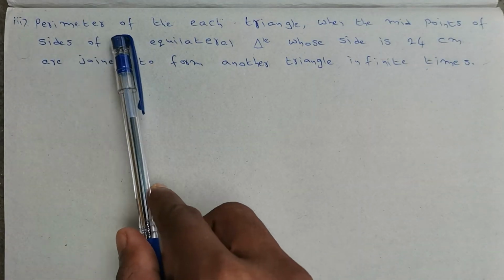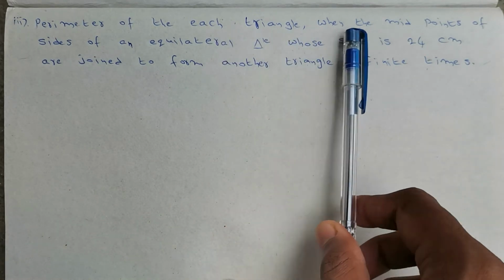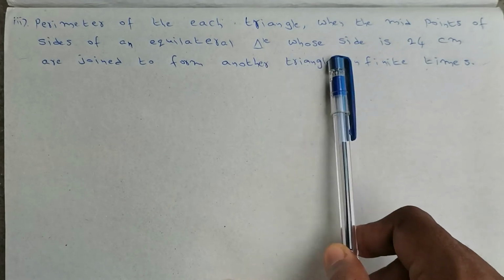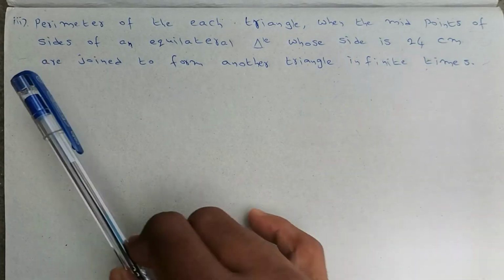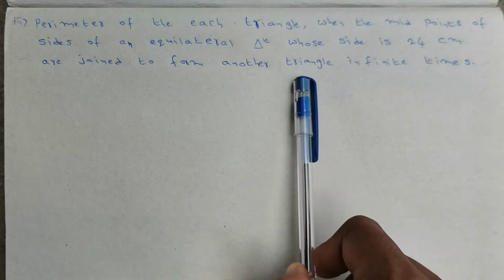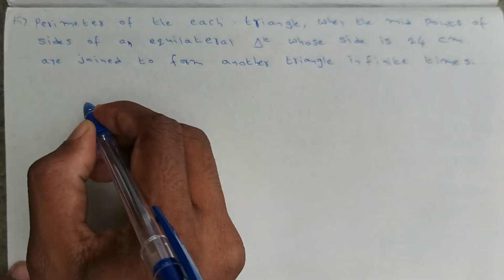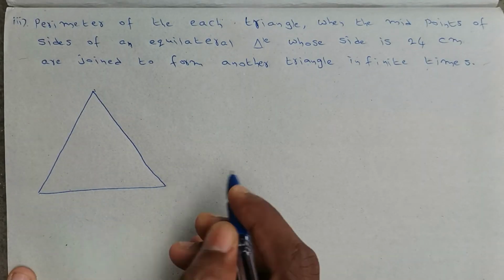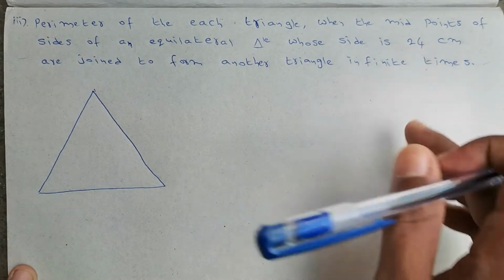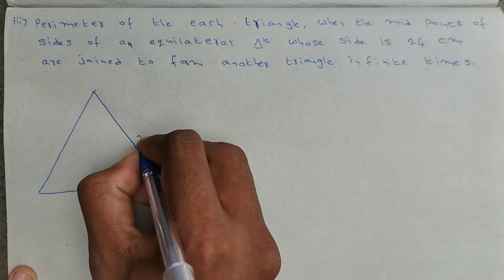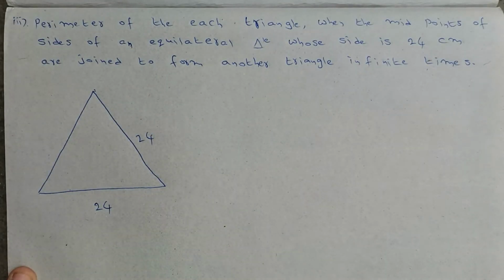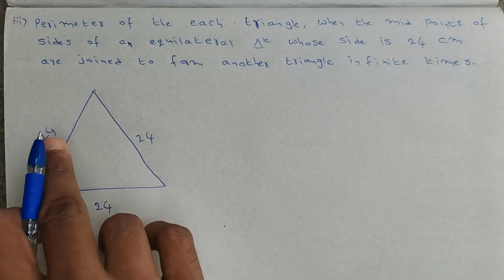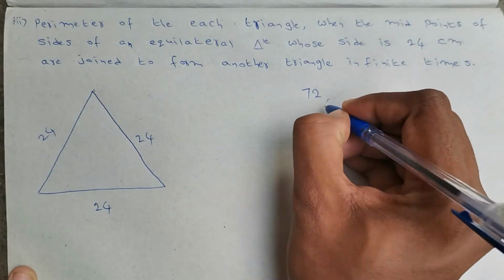The next question is the perimeter of each triangle when the midpoints of the sides of an equilateral triangle whose side is 24 centimeters are joined to form another triangle, infinite times. So we have a triangle. Every side is given as 24. So what will be the perimeter then? 24 plus 24 plus 24. So the original triangle perimeter is 72.